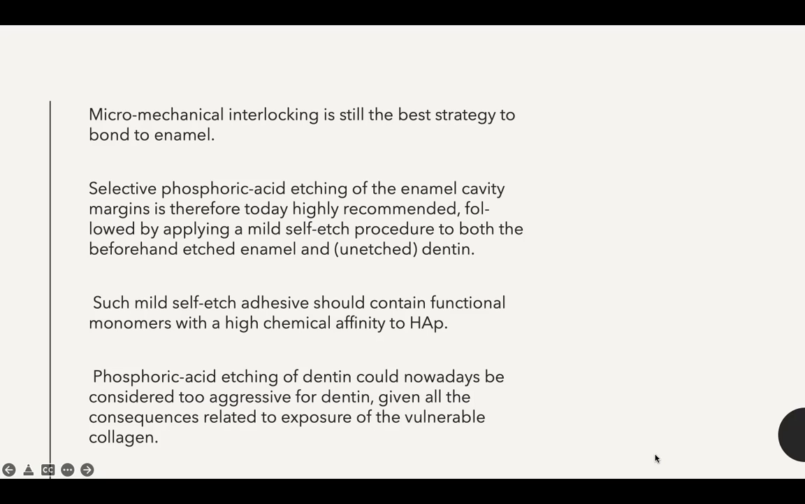So to conclude, adhesive dentistry has revolutionized restorative dental practice. Improved adhesive materials have made resin-based composite restorations more reliable and long-standing.